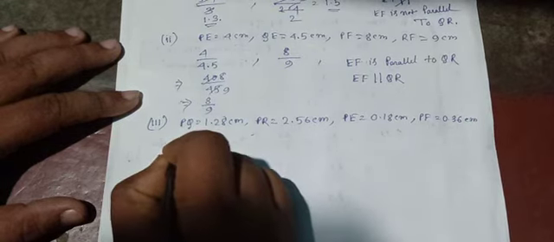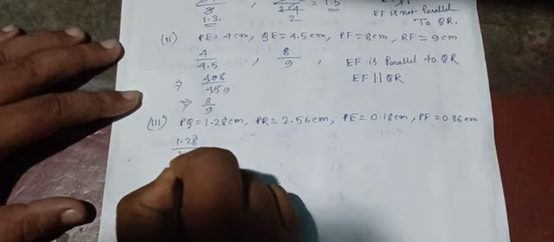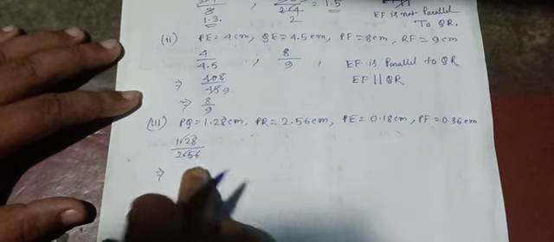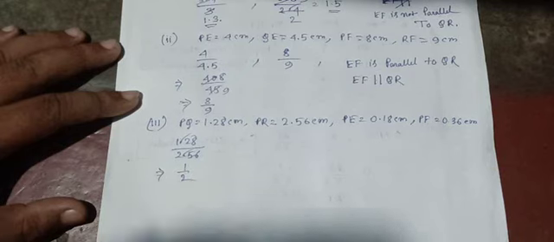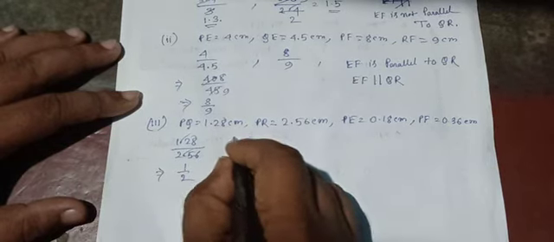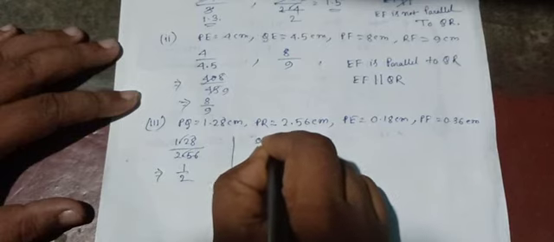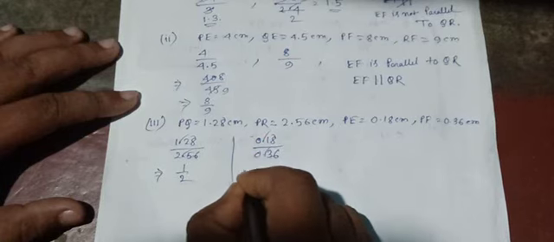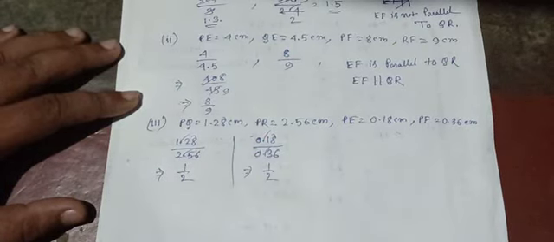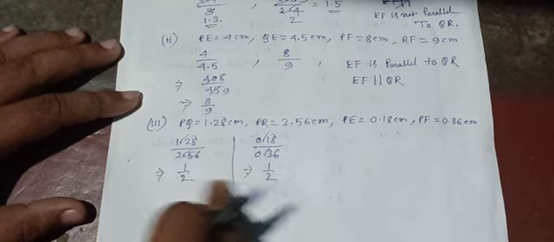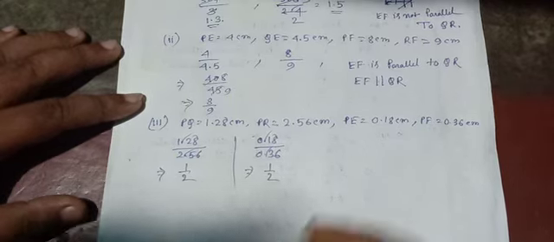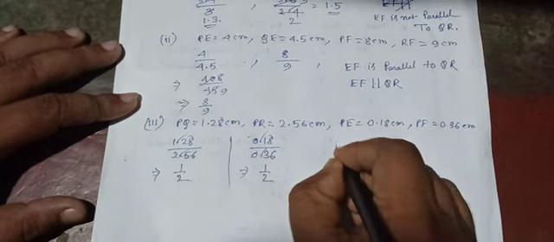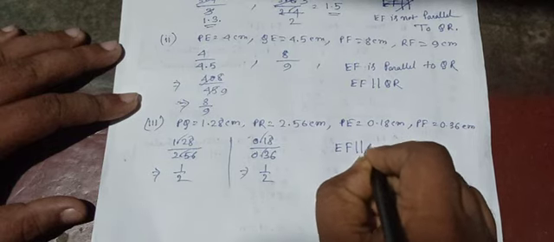Now 1.28 divided by 2.56, the decimal point will cancel out, then we will get the ratio 1 by 2. Now here also we check 0.18 by 0.36. The point will be cancelled out, so we get the ratio 1 by 2. So the ratios are the same. So again, for condition number 3, we get that EF is parallel to QR.